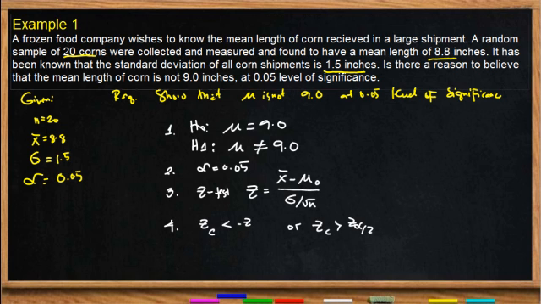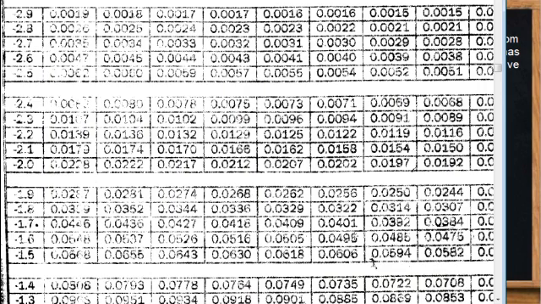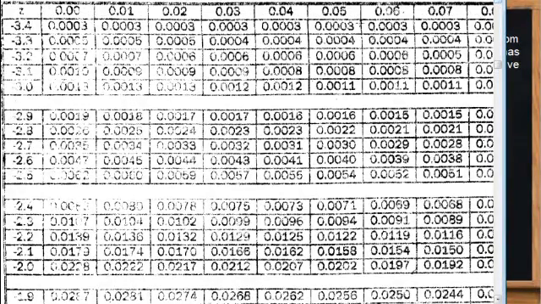Unsa nang alpha over 2? Alpha over 2 is just equal to 0.025. And unsa man ang z of 0.025? Unsa man na siya nga value? So atong lantawon sa table kung unsa ang corresponding value sa z kung ang iyang probability is 0.025. So z na 0.025 ang area. So pangitaon nato diri ang 0.025 na probability.